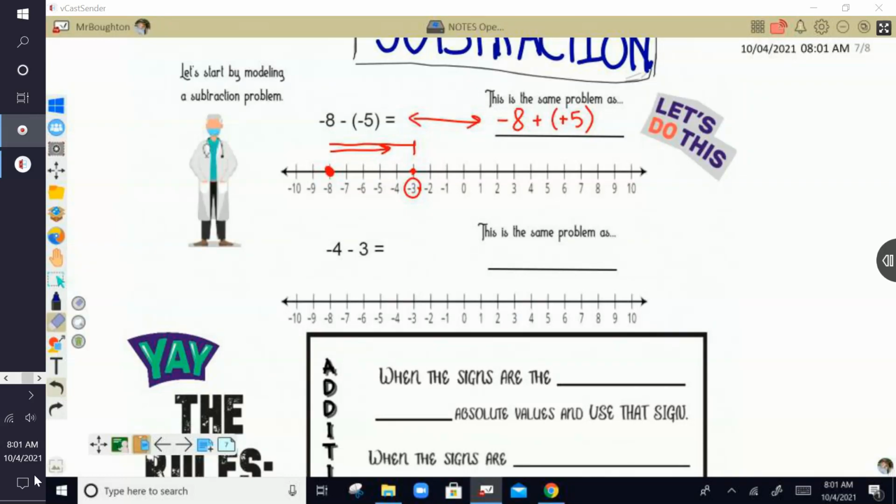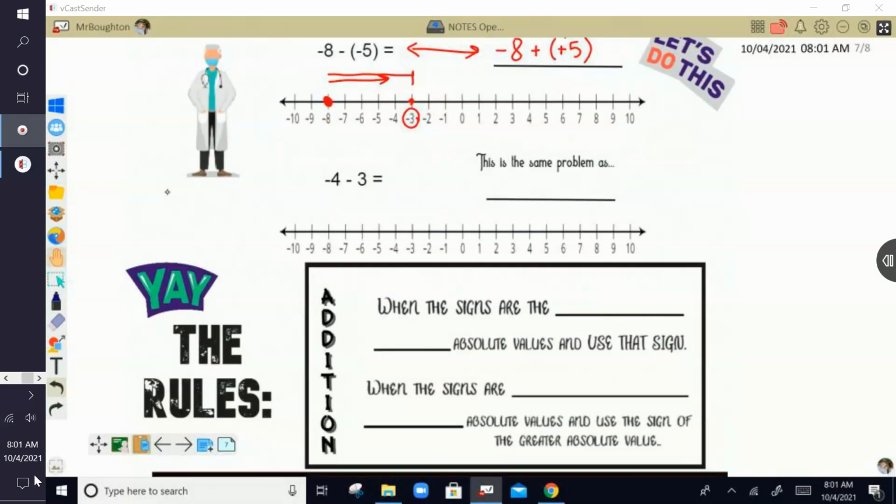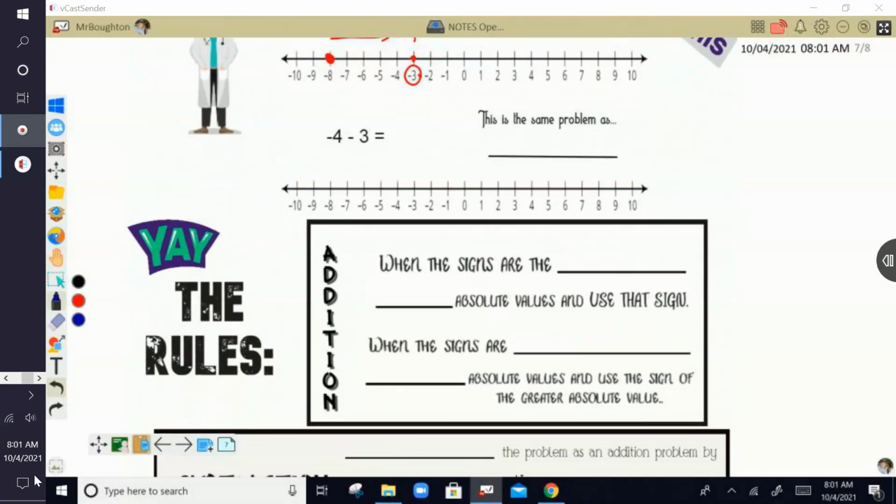Let's take a look at one other example. Let's take a look at -4 minus 3. So in this example, we're going to go ahead and start at -4. So I'm going to place a point here. And I'm going to think to myself, -4. Now I'm not actually thinking this, I'm just pointing this out.